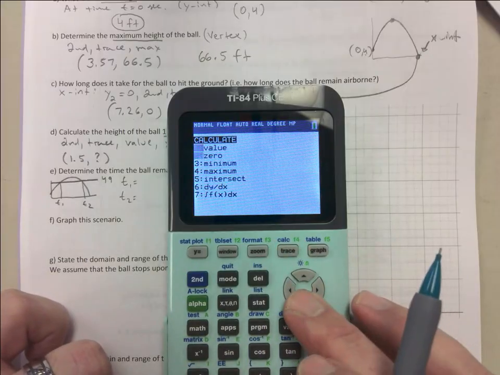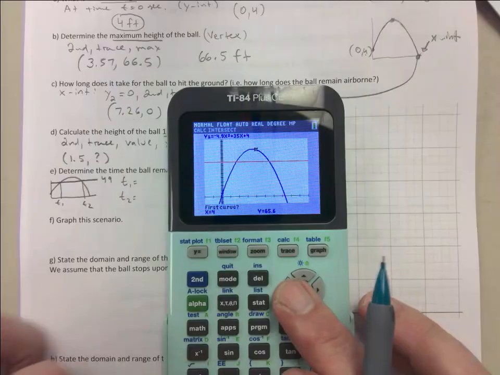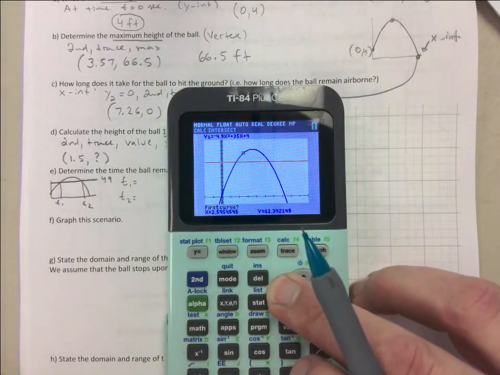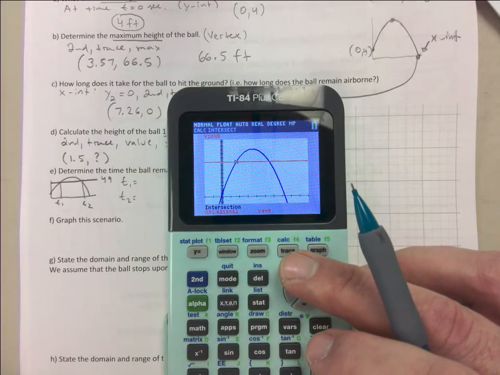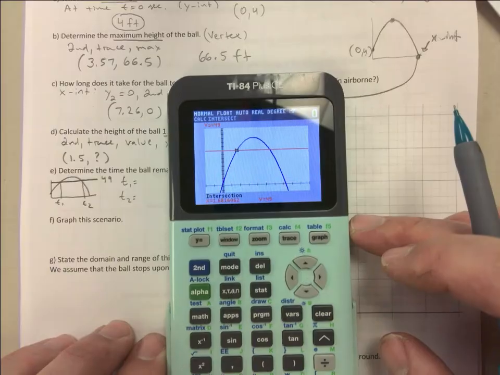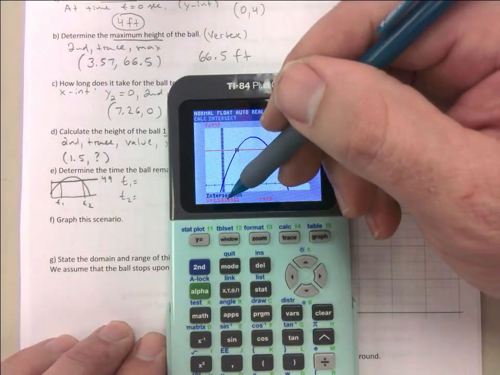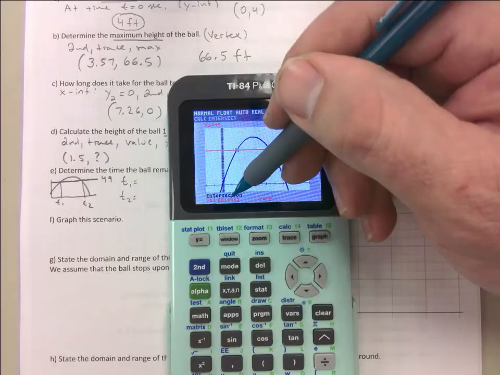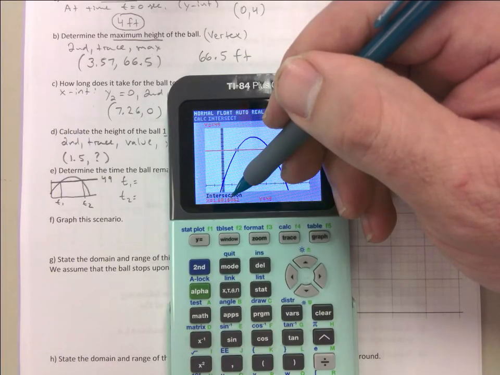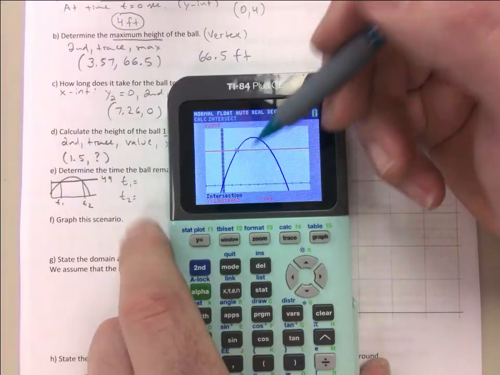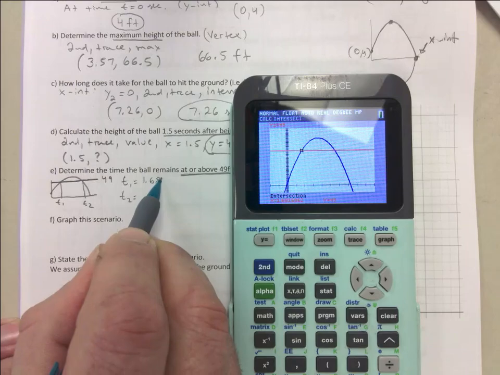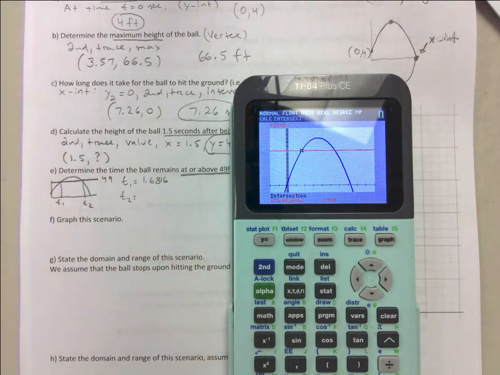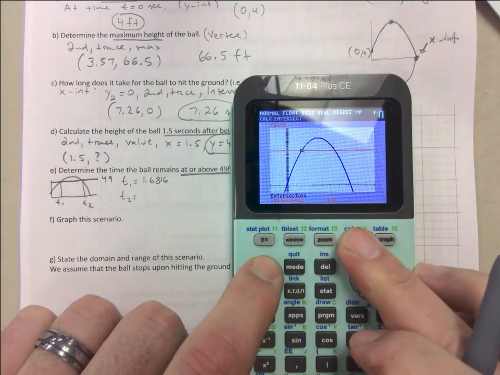Second trace, intersect. I'm going to find the first one, enter 3 times. It's hard to see, but it's 1.6816. I'm going to write down 4 decimals because I'm not done yet. I'm going to subtract them, so I don't want to round too soon. So 1.6816 seconds to get to it the first time. Let's find it one more time.